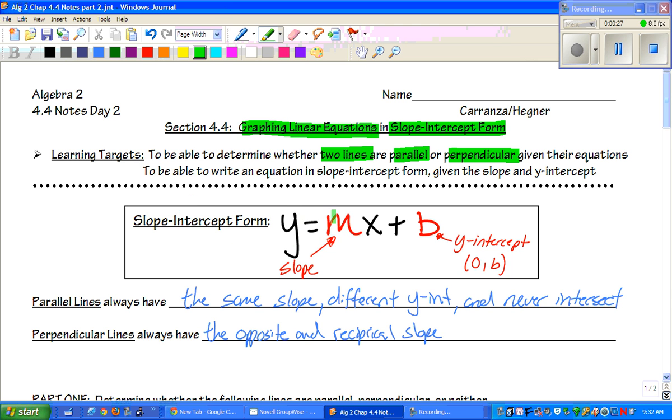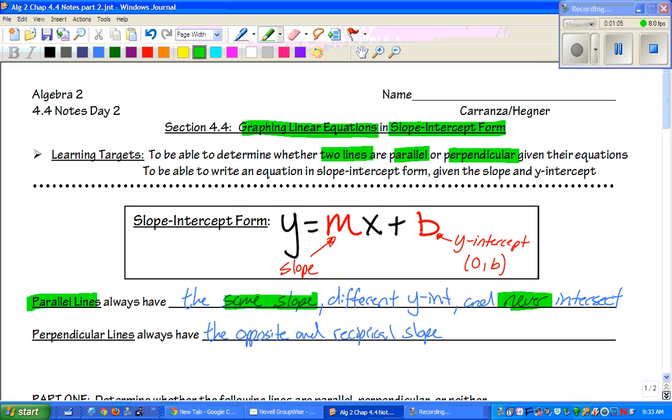Slope-intercept form is y equals mx plus b, where m is your slope and b is your y-intercept. Now, parallel lines. Parallel lines have the same slope. They have different y-intercepts and they never intersect. Intersect means they never touch. When you think of parallel, think of railroad tracks. Railroad tracks never cross each other because if they were to cross each other, the train would derail. It'd have an accident.